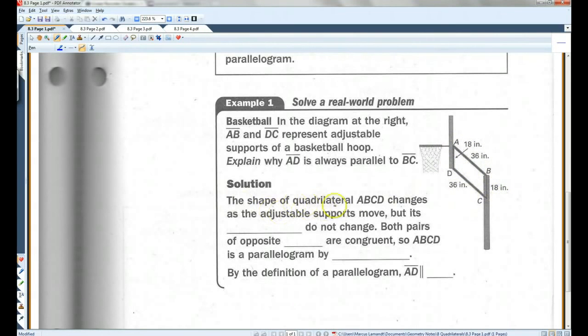The shape of quadrilateral ABCD changes as the adjustable supports move, but its side lengths do not change. Both pairs of opposite sides are congruent. So, ABCD is a parallelogram by theorem 8.7. By definition of a parallelogram, AD is parallel to BC.